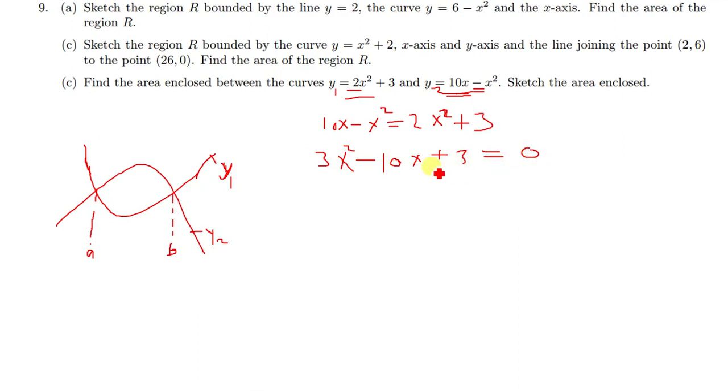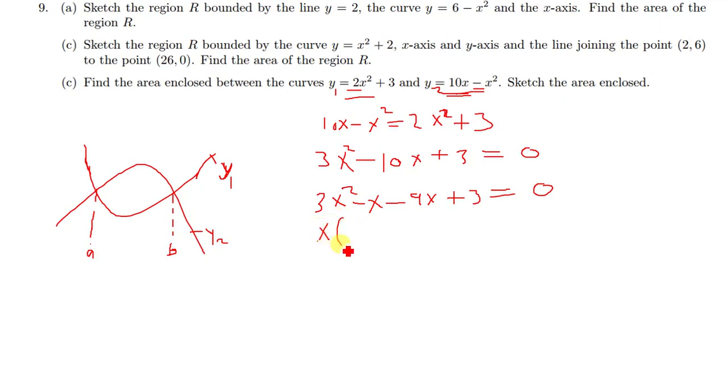We need to find two numbers. When we multiply them, we get 9. When we add them, we get negative 10. And I think it's negative 1 and negative 9. So we can write 3x squared negative x and then negative 9x plus 3 is equal to 0.